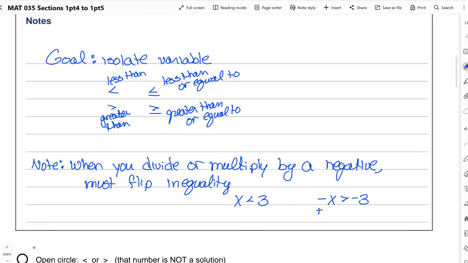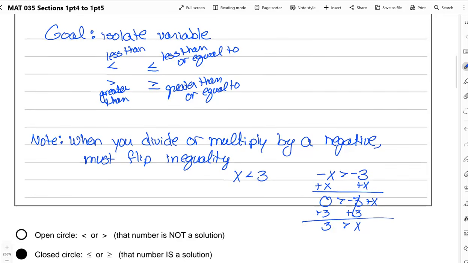So if I do that, I'm going to add x to both sides. Negative x plus x is 0. So I have negative 3 plus x. Now I could add the 3 to both sides. So I'm going to get 3 is greater than x. And if you were to flip that so that the variable is on the left, like this first one, notice the inequality is pointing towards the x. Well, it would have to point towards the x this way too. So I would end up with the same inequality that I started with.